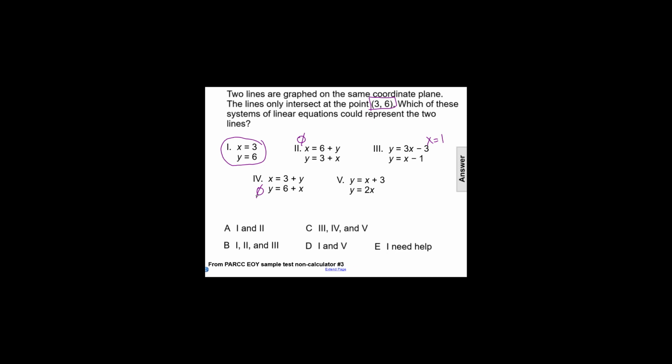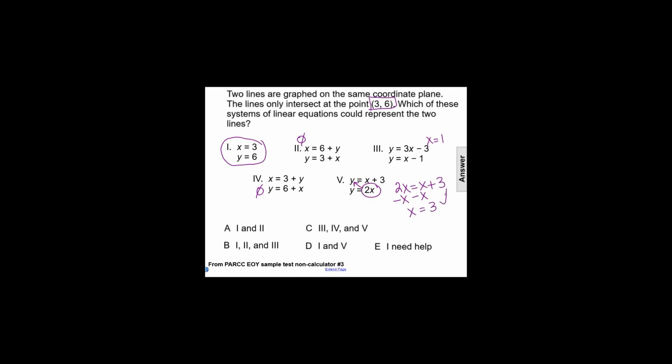Finally, system 5 is y equals x plus 3 and y equals 2x. So again, we don't have parallel lines because both equations are written in slope-intercept form. We can see they have different slopes, but let's see if these two lines intersect and have the solution of specifically (3, 6). So we'll use substitution again. I'm actually going to substitute in 2x for y in the first equation. So that will give me 2x equals x plus 3. And to solve for x, we'll subtract x from both sides to get x equals 3.